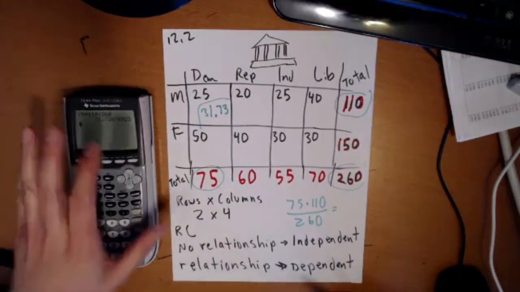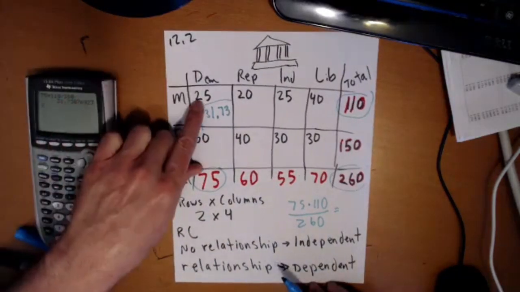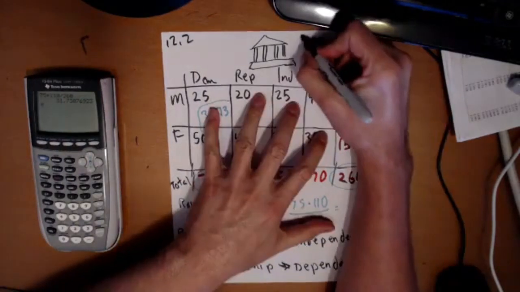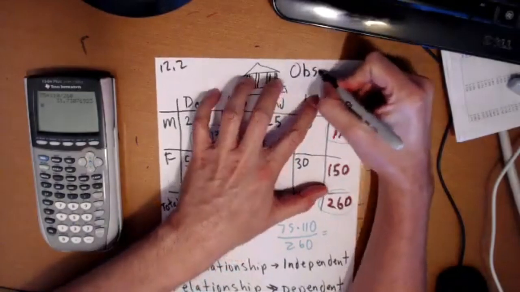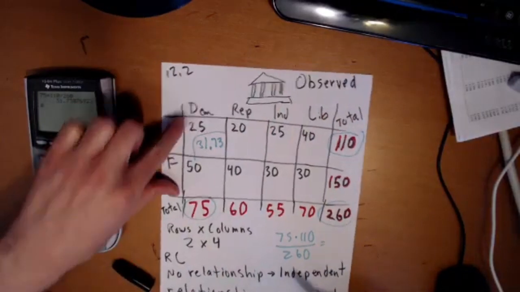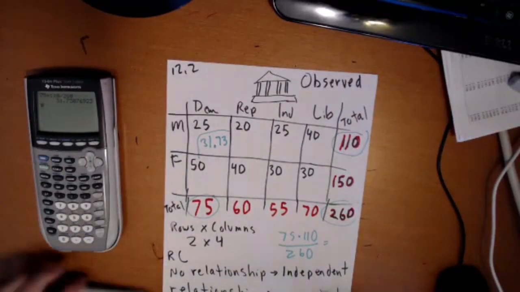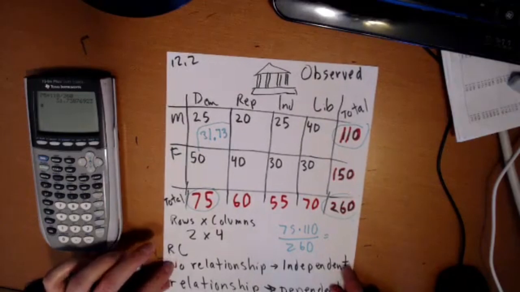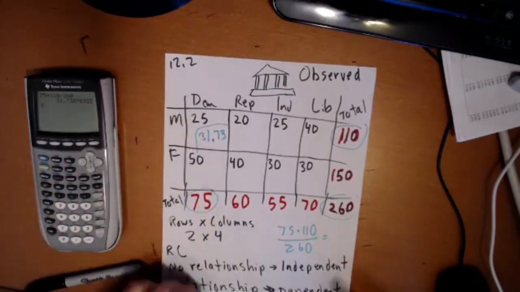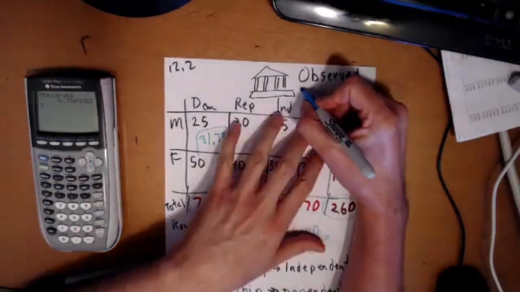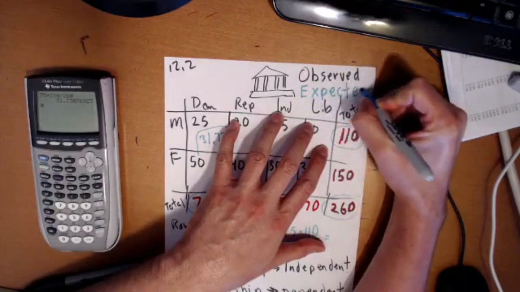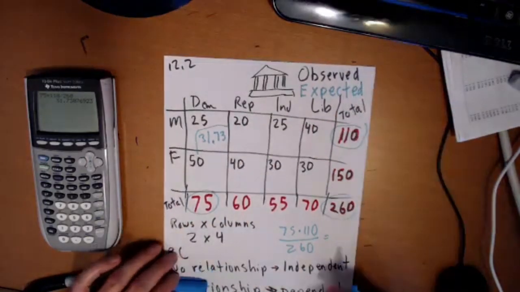Okay. So how many male Democrats are there? What did we observe? We observed 25. So we have our observations, observed data, 25 male Democrats. But if these ideas are independent, if gender and political affiliation are independent, there should have been 31.73. So in blue here is our expected. And that's expected if independent.